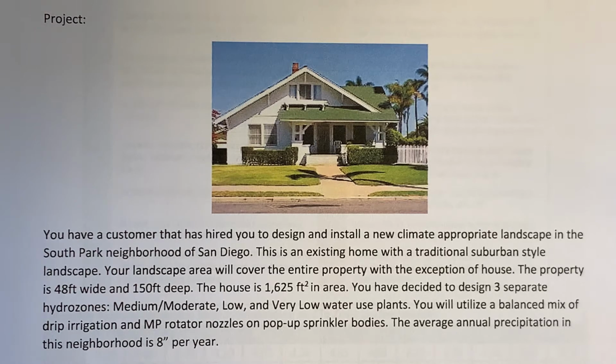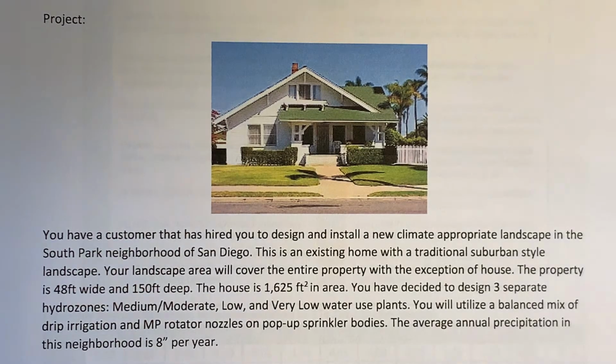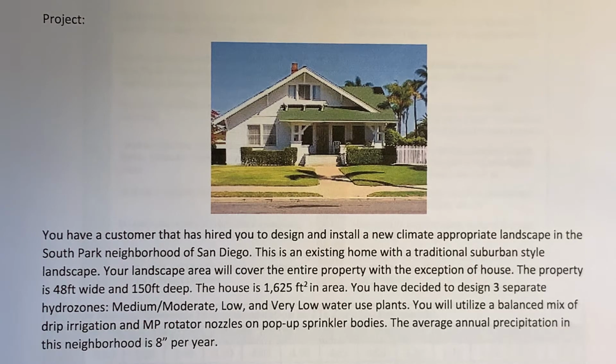You have a customer that has hired you to design and install a new climate-appropriate landscape in the South Park neighborhood of San Diego. This is an existing home with a traditional suburban-style landscape. Your landscape area will cover the entire property with the exception of the house. The property is 48 feet wide and 150 feet deep. The house is 1,625 square feet in area.